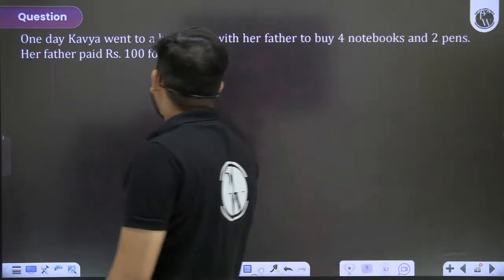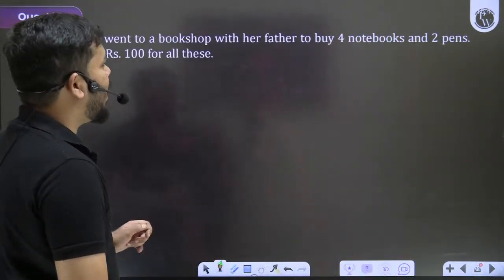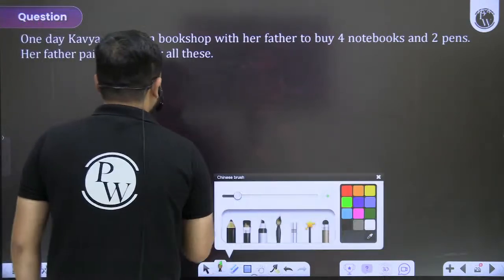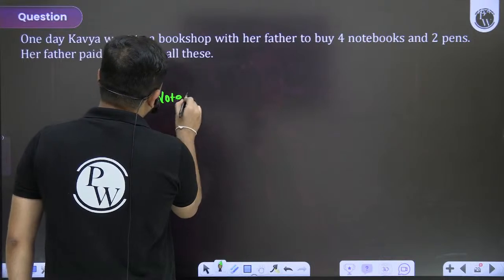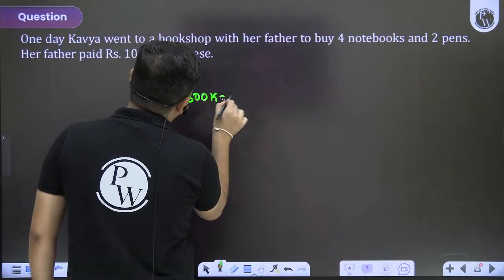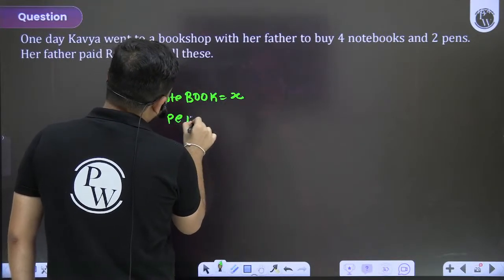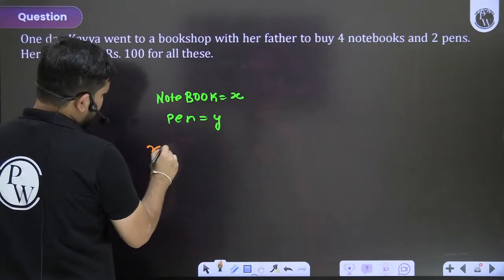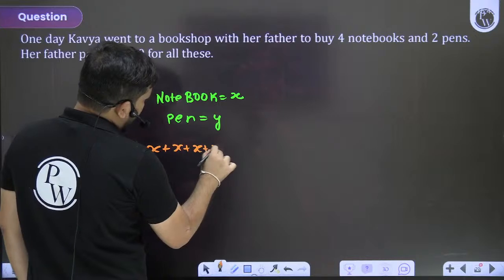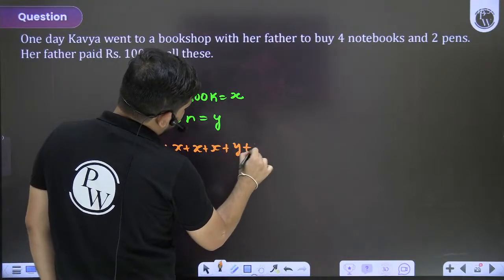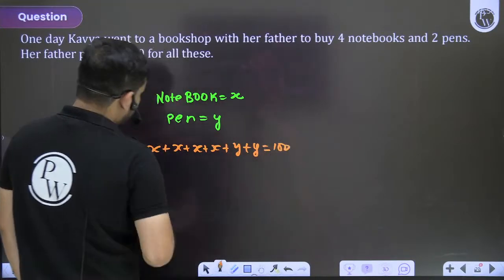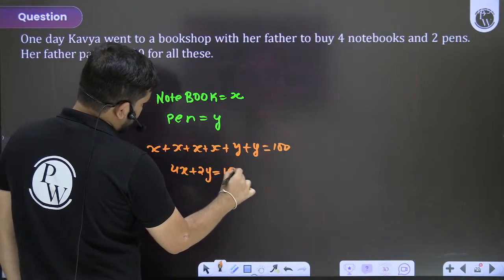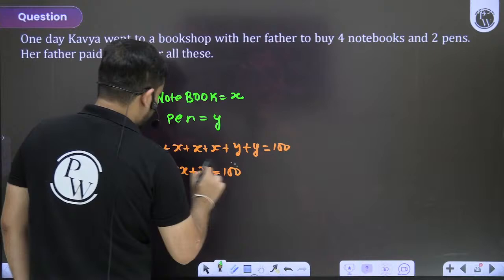One day Kavya went to the bookshop with her father to buy 4 notebooks and 2 pens. Her father paid 100 rupees for all this. Suppose one notebook costs x, and one pen costs y. So 4 notebooks means x plus x plus x plus x, and plus 2 pens, which is equal to 100 rupees. So that is 4x plus 2y, which is equal to 100. This equation is again known as what?